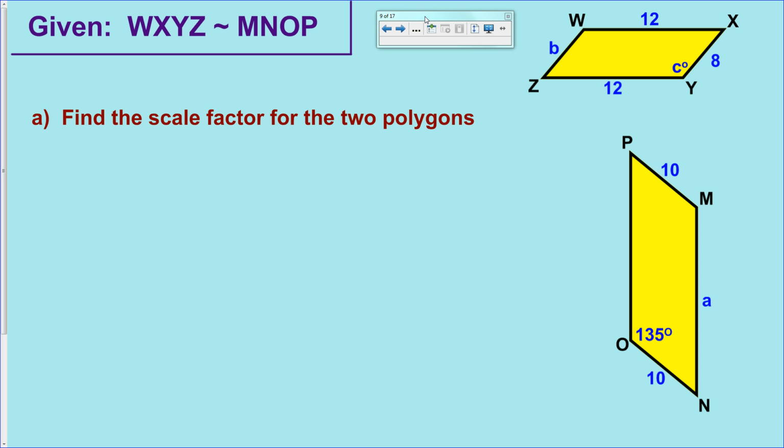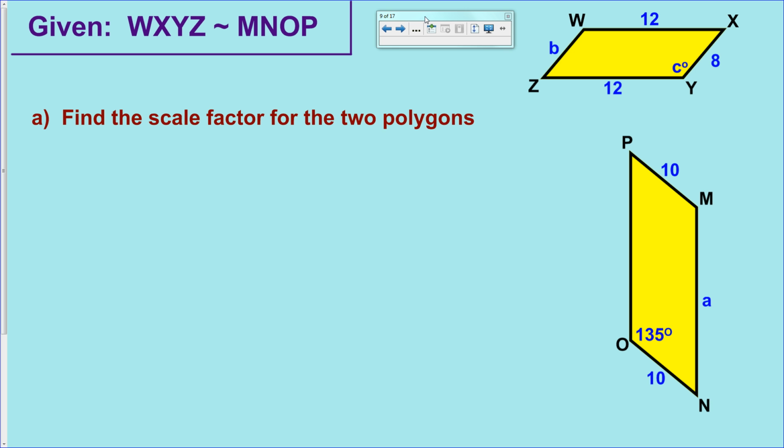One part is to find the scale factor that relates these two shapes, and the second part is to find all the missing information. If you think you can do those two things without having me say anything to you, find the scale factor and find all the missing lengths, go right on ahead and try it. Why don't you pause the video and give that a shot? If not, I'll start talking here.